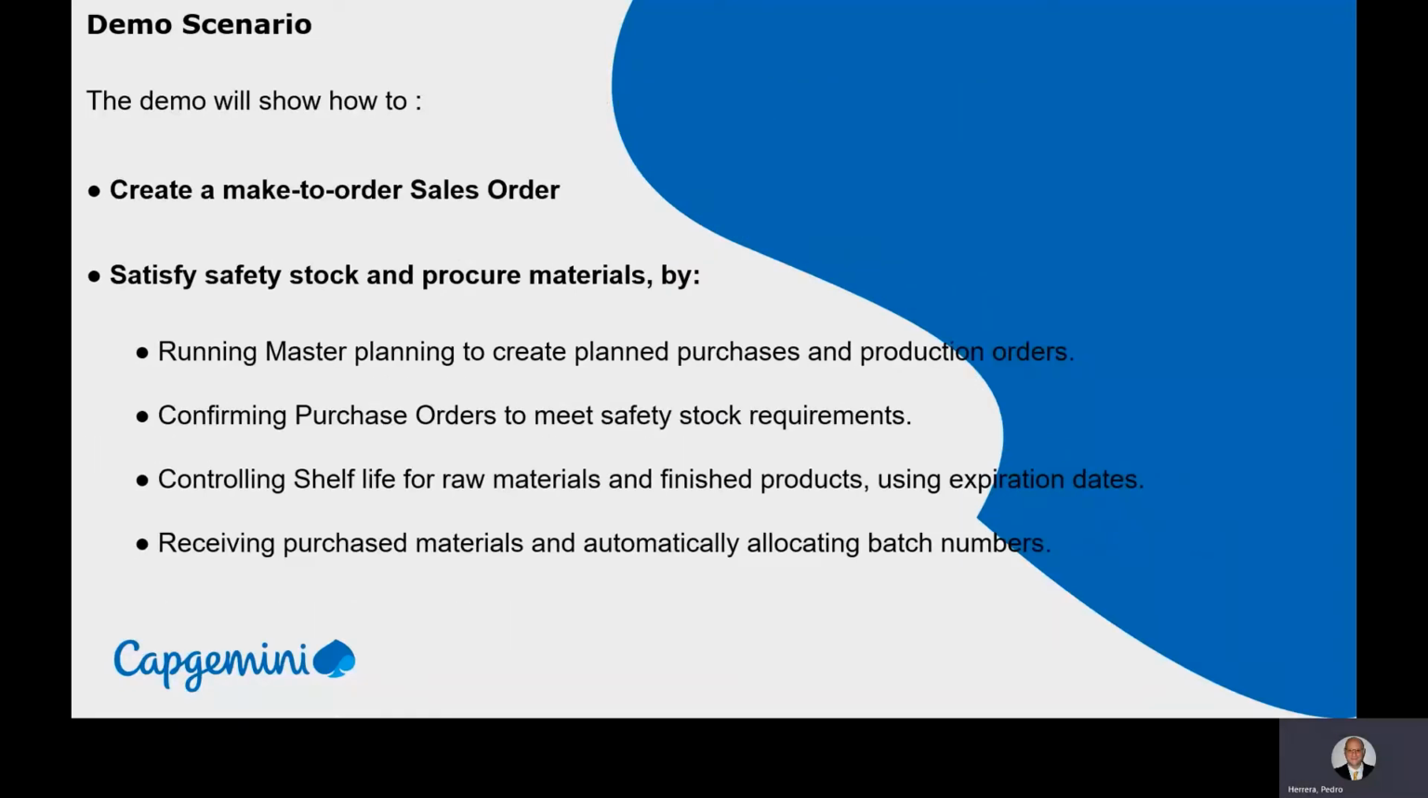Demo scenario. The demo will show how to create a make-to-order sales order, satisfy safety stock and procure materials, running master planning to create planned purchases and production orders, confirming purchase orders to meet safety stock requirements, controlling shelf life for raw materials and finished products using expiration dates, receiving purchase material and automatically allocating batch numbers.